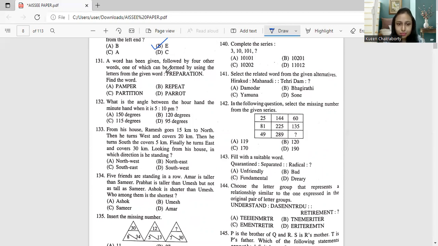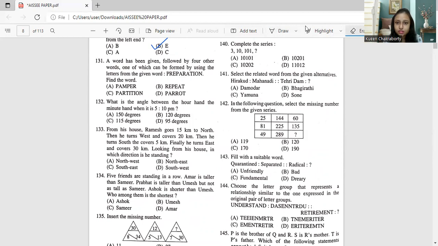See, pamper. P, A, M is not here, so pamper cannot be formed. Next, coming to repeat. R, E, P, E. Where is E again? We cannot repeat one letter a second time. So repeat can also not be formed. Next, coming to partition. P-A-R, let's cross it. P-A-R-T, T-I, again T is not there. So partition can also not be formed here. Partition will not be the correct answer.